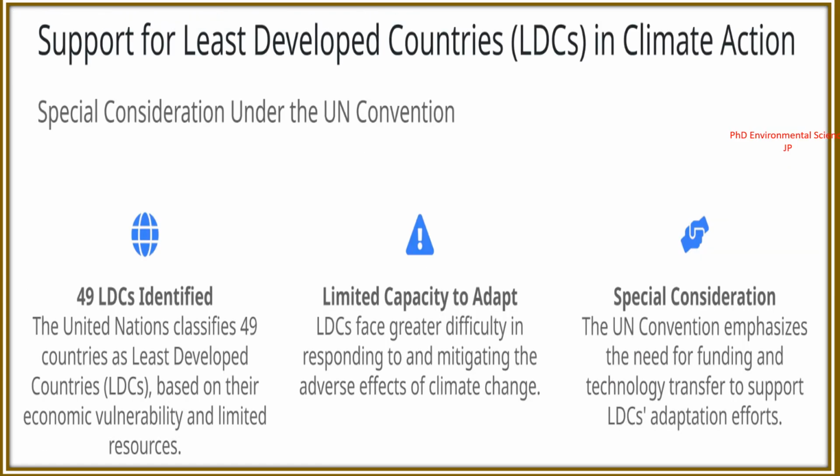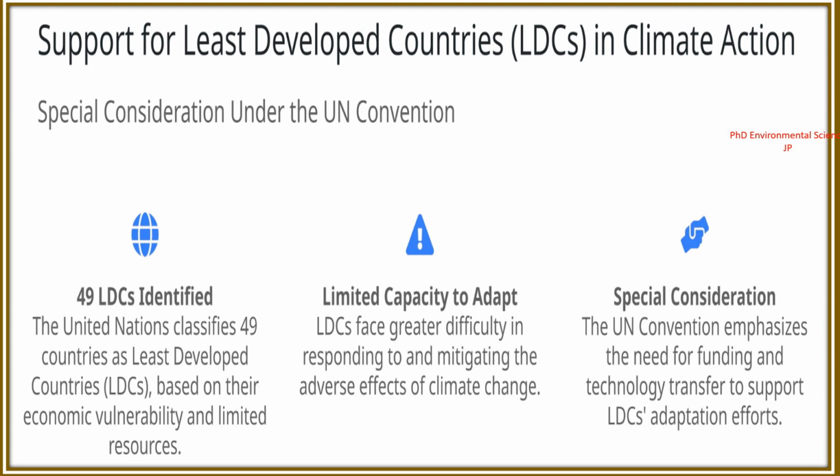The United Nations has identified 49 countries as the least developed countries, LDCs. These countries face big problems because their economies are weak and they can't easily deal with climate change. Many of these countries depend on farming and natural resources, which are affected the most by changes in the weather.